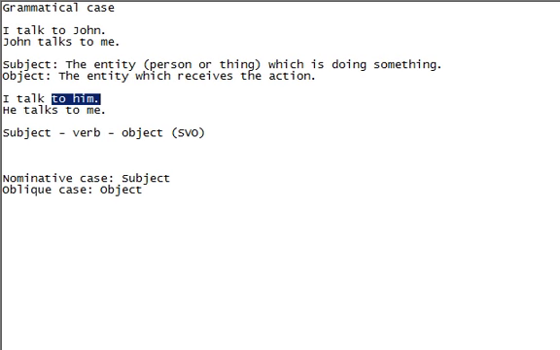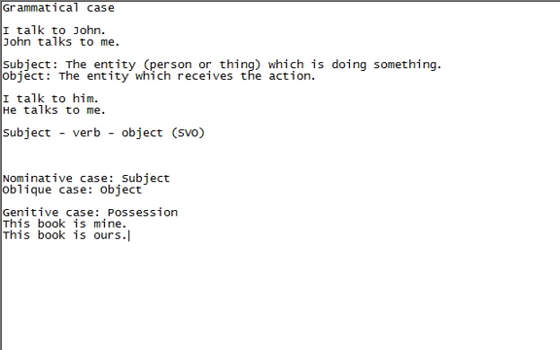And that's it. Those are really the only two cases that people tend to have trouble with in English. There is a third case in English called the genitive case, and that's for possession. So you might say, this book is mine, for example. This word mine, of course not referring to digging minerals out of the ground, but mine is in possession. That's a genitive case in English. So this book is mine, or a word like ours. This book is ours. That's also the genitive case in English.